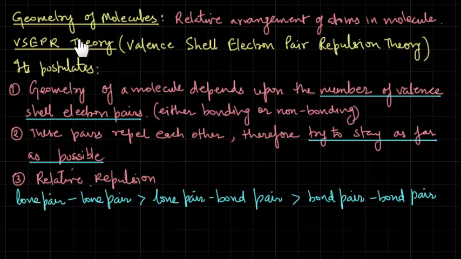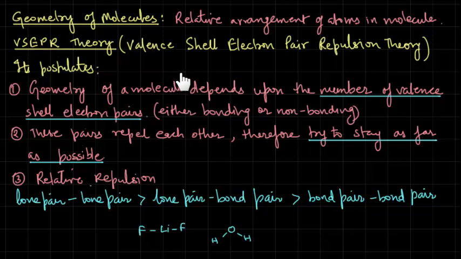So let's start the next section of chemical bonding. Let's talk about the geometry of molecules. It is the relative arrangement of atoms in a molecule. For example, for BeF2, we can say that it has a linear geometry, and for water, it is at an angle. So you can see this straight line and this angle; this is all about the geometry of a molecule.